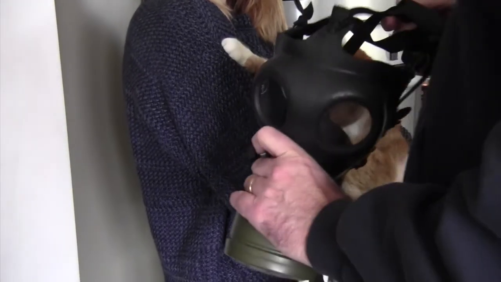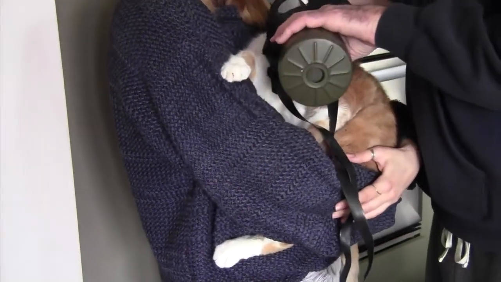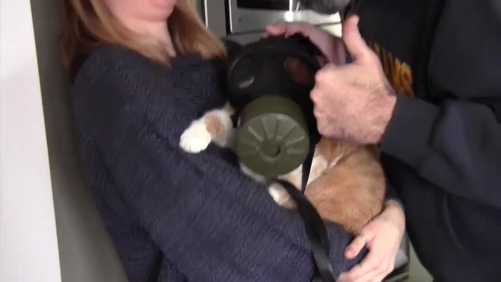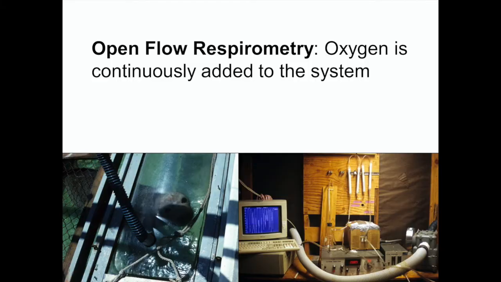The animal breathes in a sealed mask or container with fresh air or water constantly flowing through it. You know the oxygen content of the air or water flowing into the chamber, and you can measure the oxygen content of the air or water exiting the chamber, and the difference between the two represents the oxygen consumed by the animal.